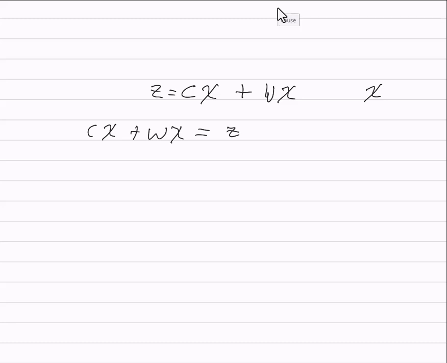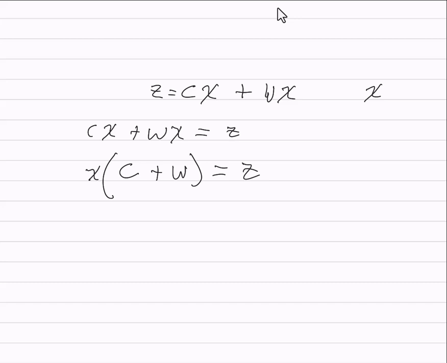But notice I already have this with the x's on one side and the things that don't have x's on the other side. So I've already got that. Now, if I have more than one thing with an x and they're not like terms, then I have to factor. So I'm going to factor an x out. And then you would ask yourself, what would I multiply x by to get cx? The answer is c. What would you multiply x by to get wx? The answer is w. So you have that.